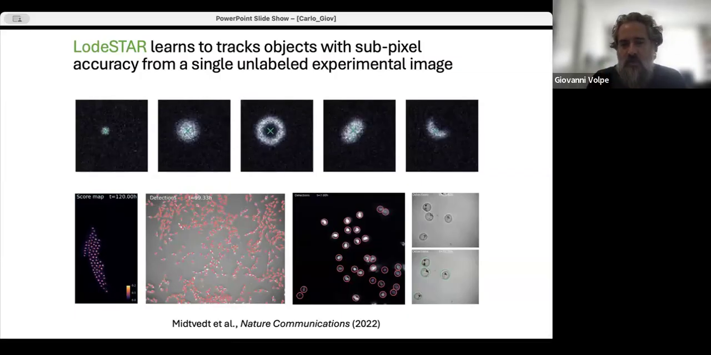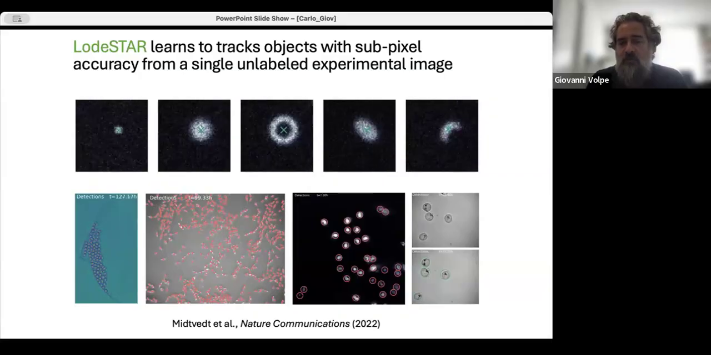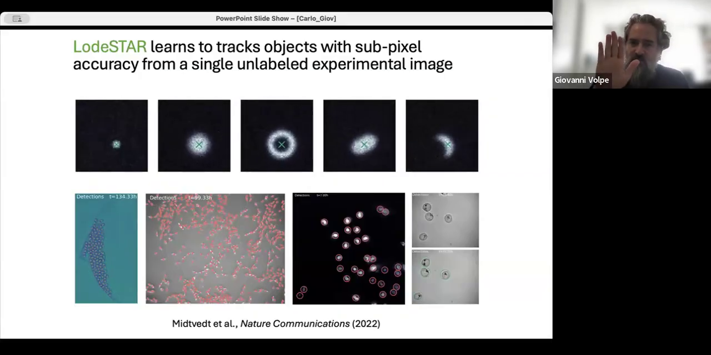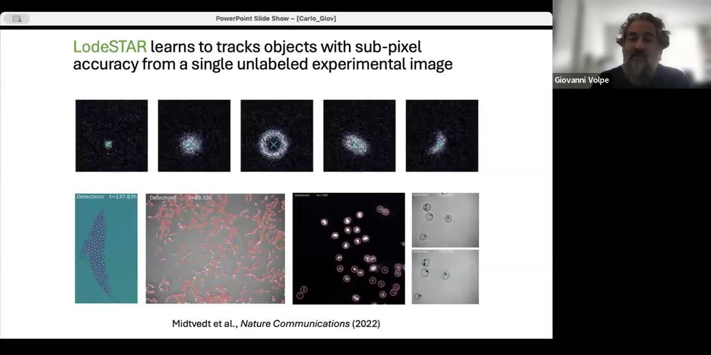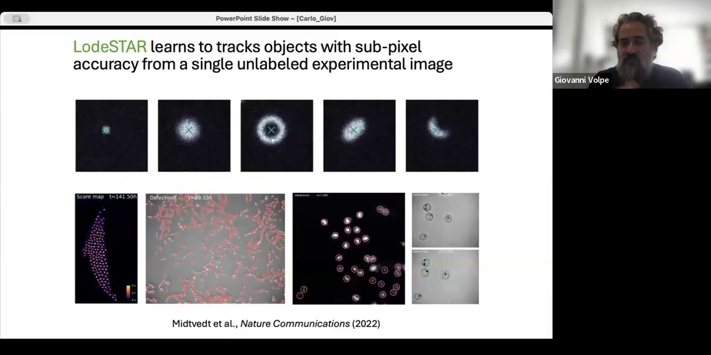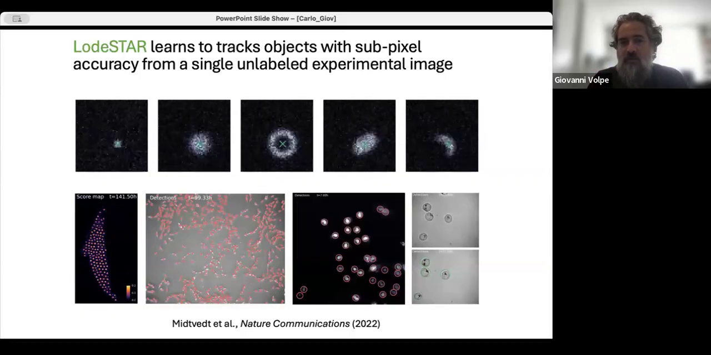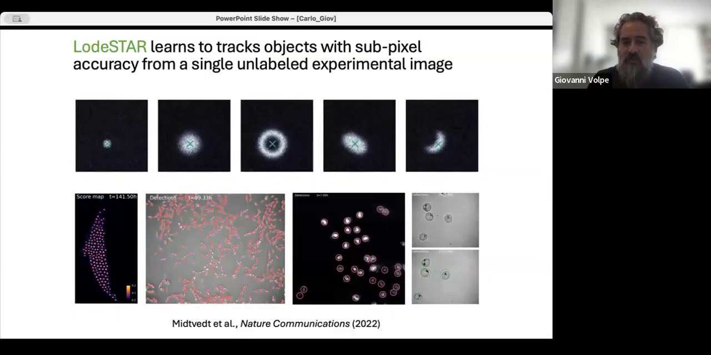If I give you a picture of a cell and I don't tell you the position of the cell, you don't know where the cell is, obviously. But if I take the same picture and translate it by a certain amount, what you know for sure is that the position of the cell has been translated by the same amount. So you can use this information to create an error signal that you can then use to apply backpropagation.